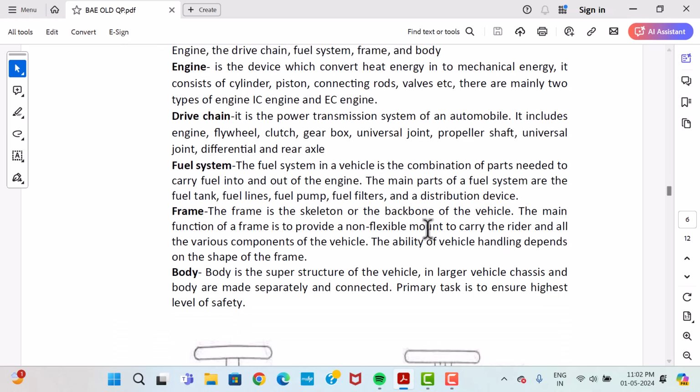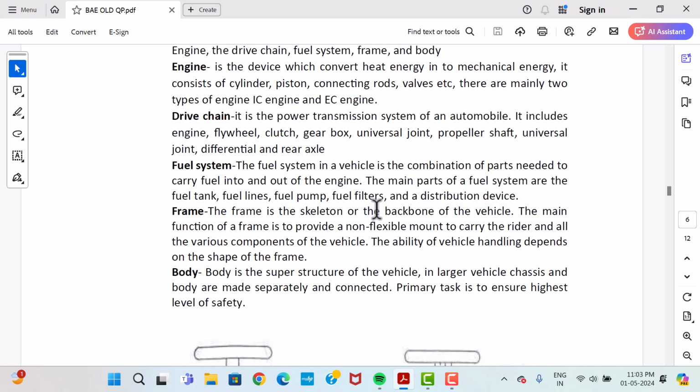Fuel system. The fuel system in a vehicle is the combination of parts needed to carry fuel into and out of the engine. The main parts of the fuel system are the fuel tank, fuel line, fuel pump, fuel filters, and a distribution device.